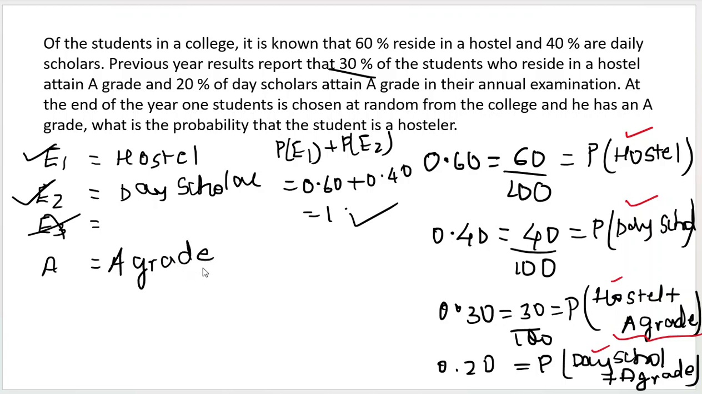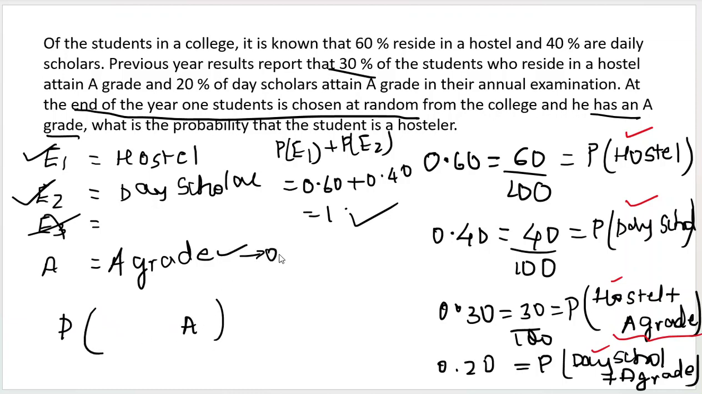So now we are in a position to use the formula of Bayes' theorem. Basically, listen to the question. At the end of the year, one student is chosen at random from the college and he has A grade. So that means a student is chosen and it is found that he has A grade. So the event A has already occurred.